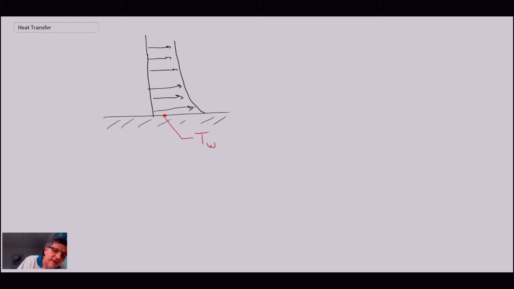And then eventually you get to the point where you are at T infinity, which is the free stream temperature profile. And what we're going to do, we're going to introduce a thermal boundary layer thickness, which is going to be a function of x as well. And so that would be the point where we get out to the free stream temperature, and you do not see the presence of the wall any longer.